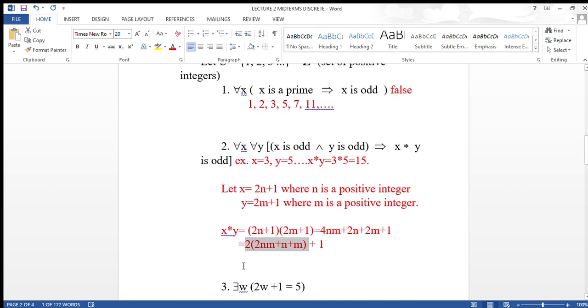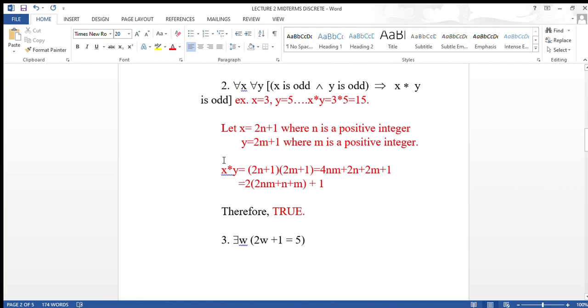Therefore, that now shows us that if x is odd and y is odd, then x times y is also odd. Therefore, our proposition will now get the truth value true. Okay? So for all x, for all y, if x is odd and y is odd, then x times y is odd.